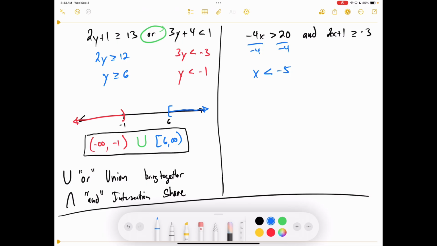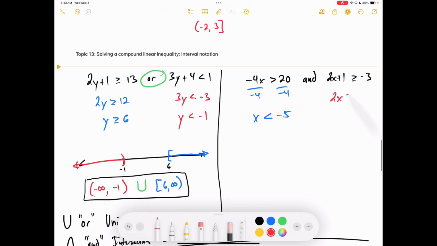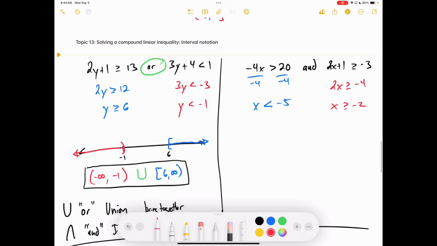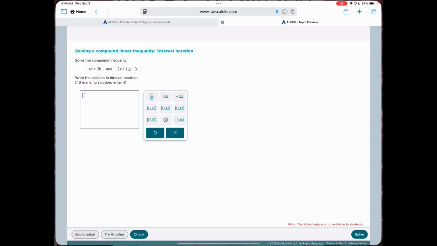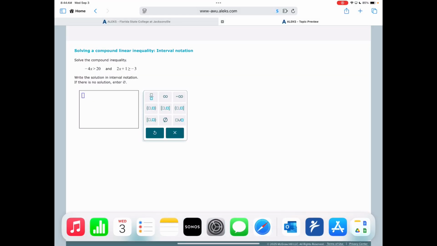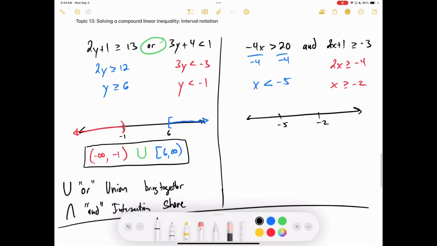So now I get my answer for that one. On my one on the right, I subtract 1 and I get -4. I divide by 2. I get -2. Okay? Again, I'm not even paying attention to the and or the or right now. I'm going to go graph it. Did I write one of those wrong? Greater than or equal to. No, I'm just going to have to do another one.